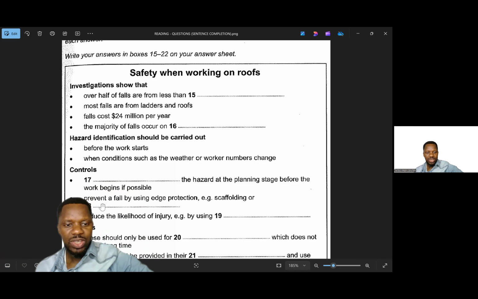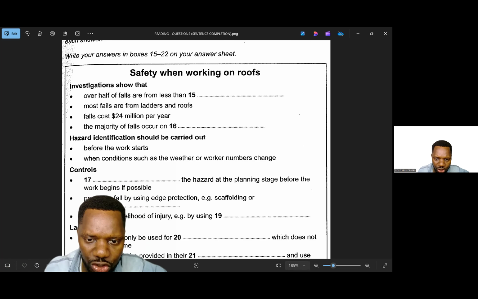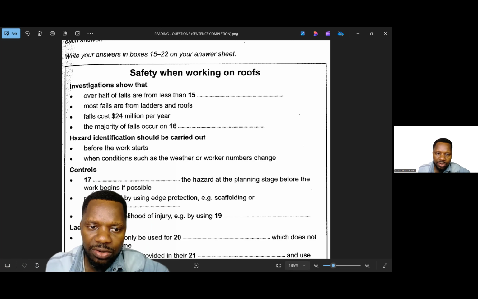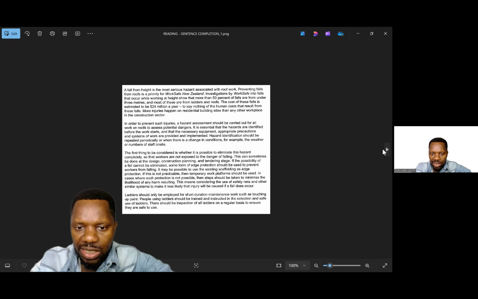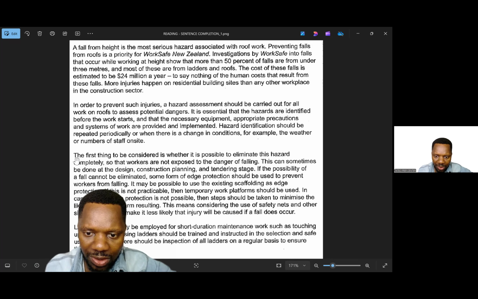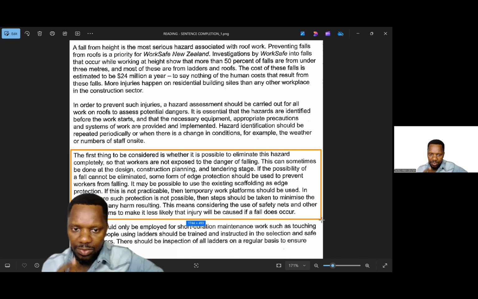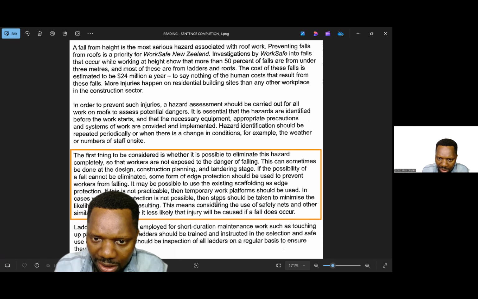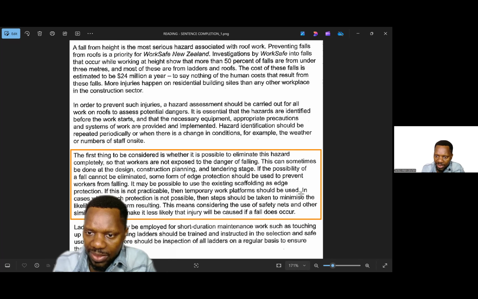Then the third one says, reduce the likelihood of injury by using dash. So let's see what it is. We still have our third paragraph, so let's see if the fourth answer will still come from it. So we have gotten the temporary work platforms. So we'll continue reading from there.